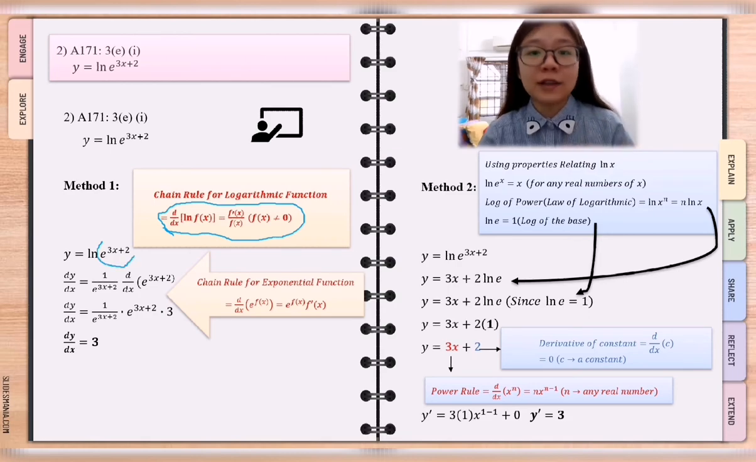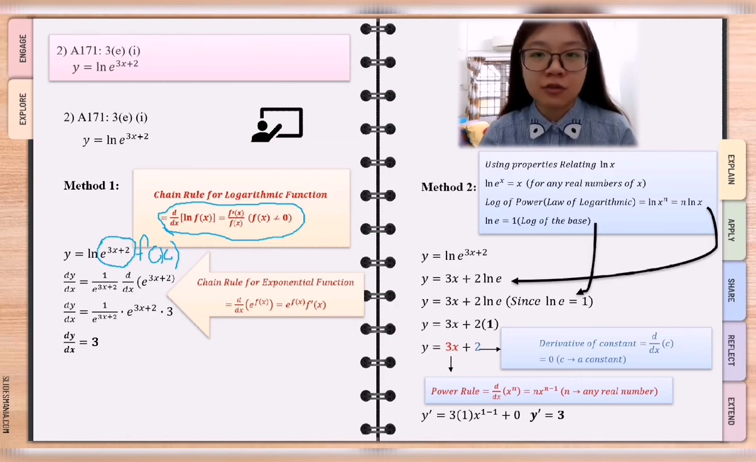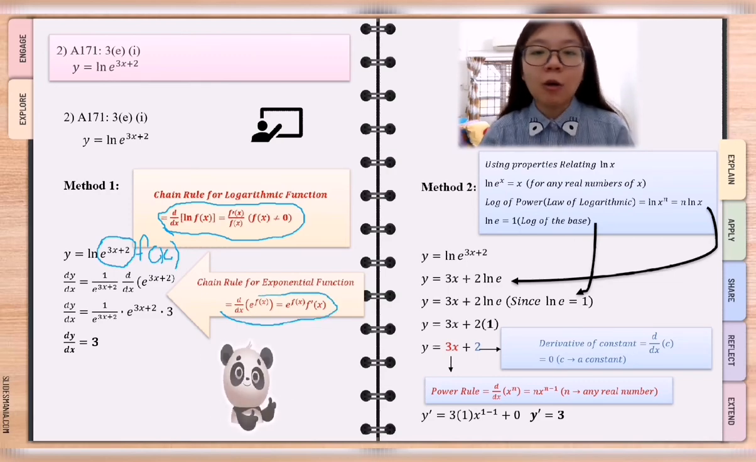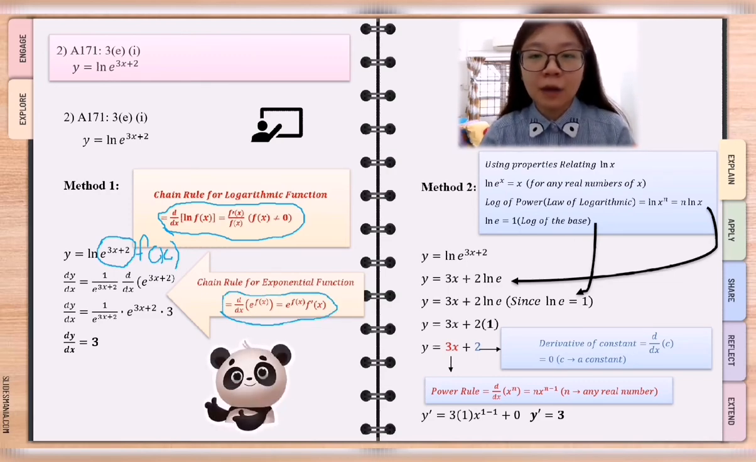To make myself understand more, I put 1 over e power of 3x plus 2 because we haven't differentiated f prime x, which is e power of 3x plus 2. Therefore, in order to differentiate e power of 3x plus 2, I use the chain rule for exponential function, which is rule number 10 of the rules of differentiation. As you can see from the slide, the formula for this rule is like this: e power of f(x) equals e power of f(x) times f prime x.